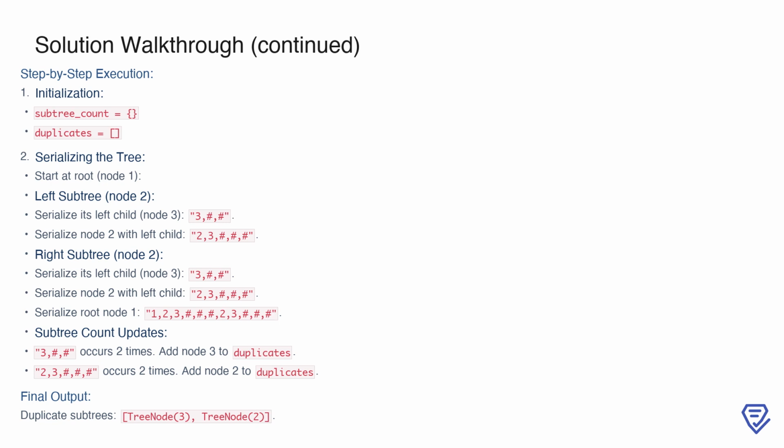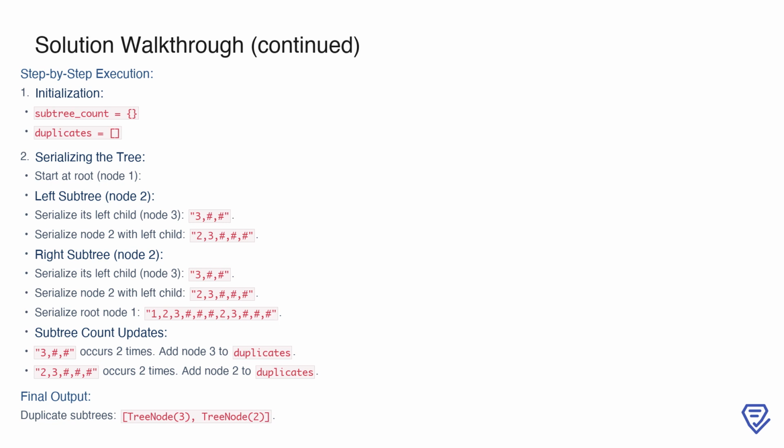The serialization begins with the left subtree of node 1. Node 3 is serialized as 3 ### since it has no children. Then, its parent, node 2, is serialized as 23###. Moving to the right subtree of node 1, we follow the same process. Node 3 is serialized as 3 ###, and its parent, the second node 2, is serialized as 23###. Finally, the root node 1 is serialized as 123###, 23###.